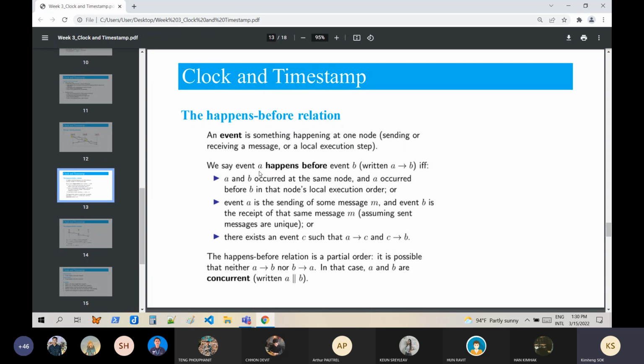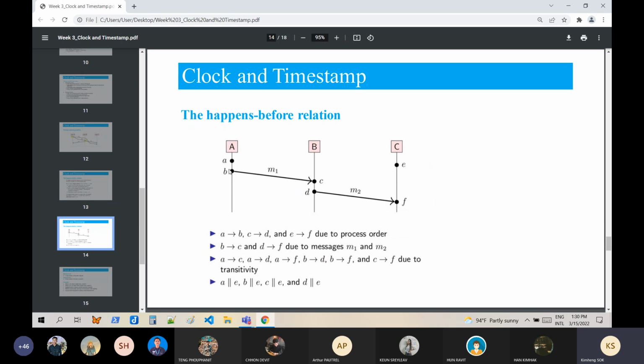So the happen-before relation is a relationship between two events. An event is something that is happening. It could be happening locally or sending something to another machine. If we say that A is happening before B, that means the event A is happening before B. Why do we know that? Because it happens at the same machine. We don't talk about the other machine. So if it happens at the same machine, if A happens at T1 and B happens at T2, for sure A happens before B.